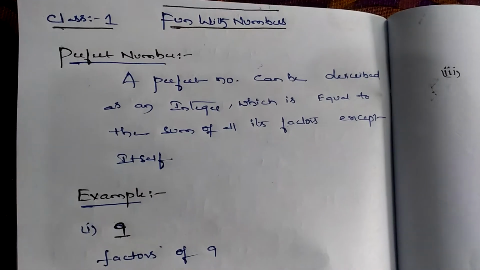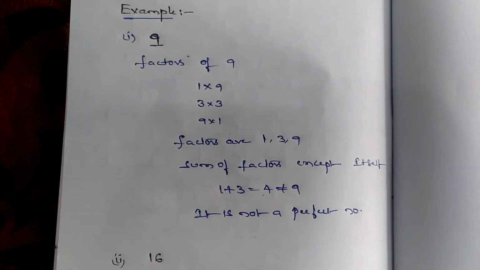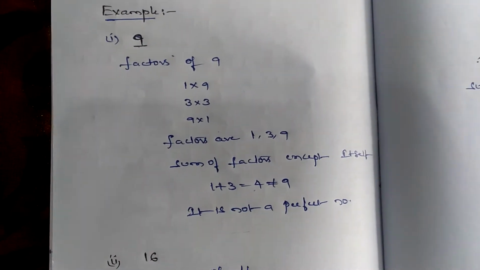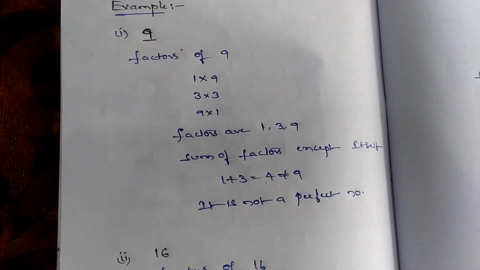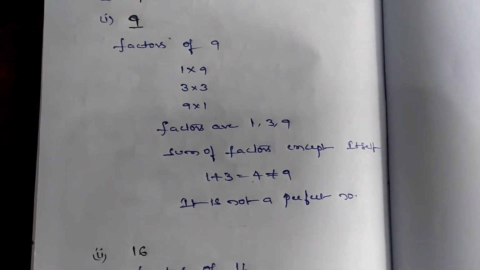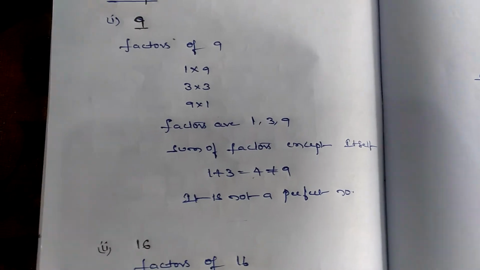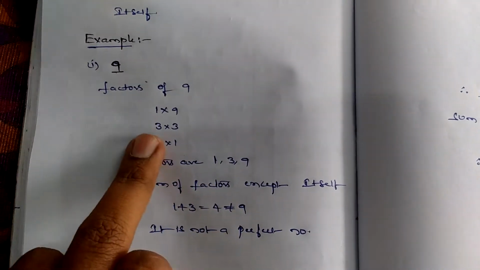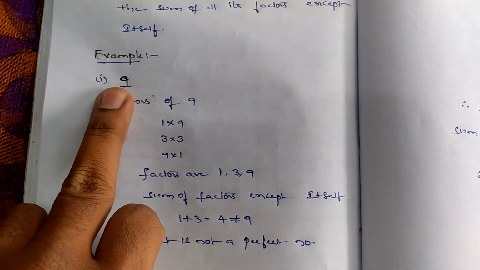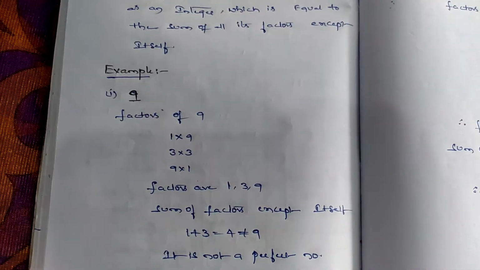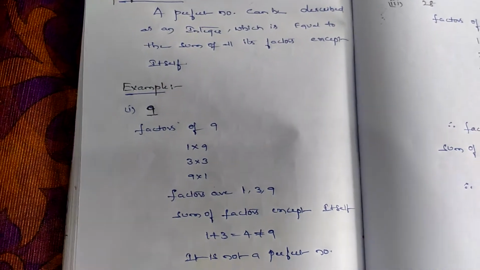Okay guys, see, I have taken an example of 9 here. Take the factors of 9. It will go in the 1 table, 3 table, 9 table, right? So take the sum of all the factors except itself. Here I am not considering 9. If you take the sum of 1 and 3, you will get 4. So 4 is not equal to the given number, right? Therefore 9 is not a perfect number. We are not talking about perfect squares, we are talking about perfect numbers.